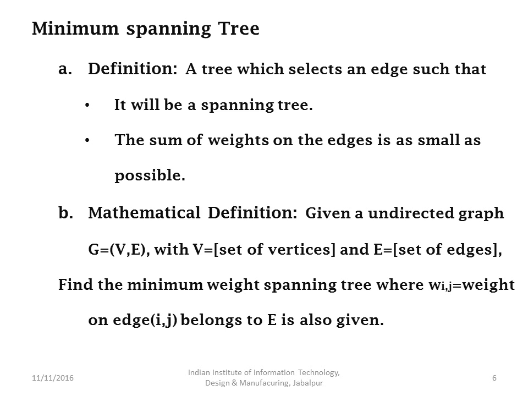So the mathematical definition of the minimum spanning tree is, given an undirected graph G equals (V, E), where V is the set of vertices and E is the set of edges, find the minimum weight spanning tree, where w_ij represents the weight on the edge ij belonging to E, which is also given. So the weights on the edges available in the graph are also given.